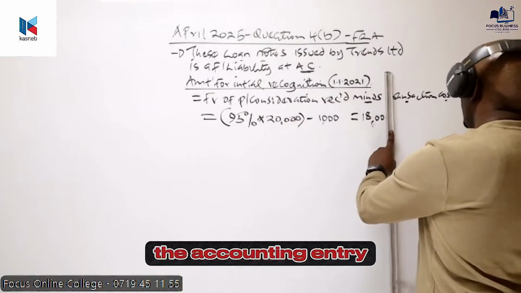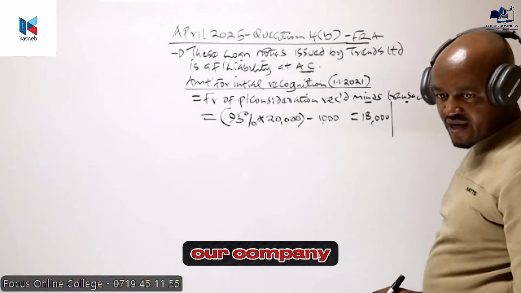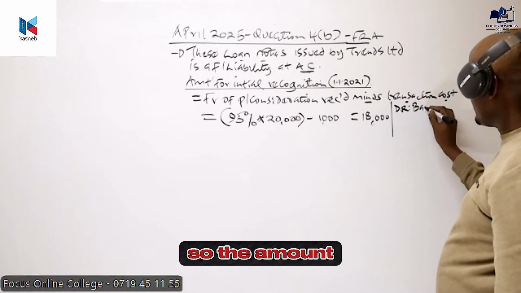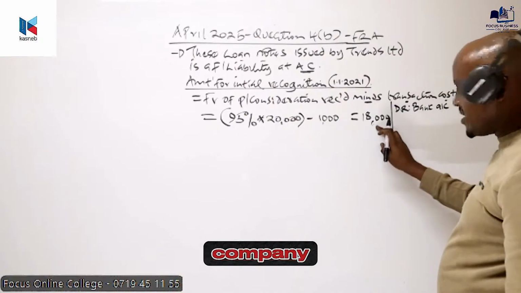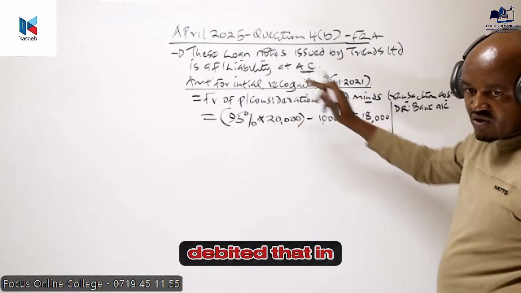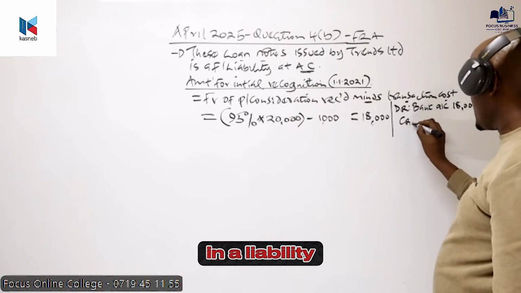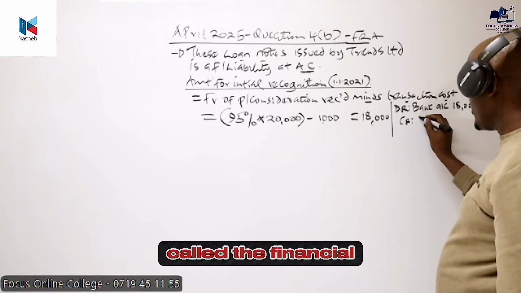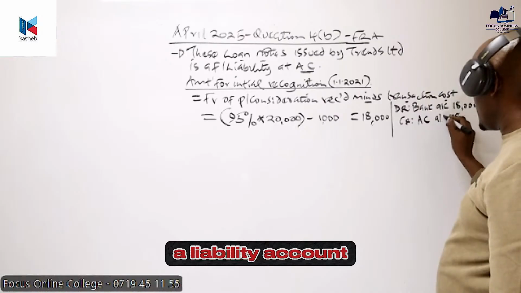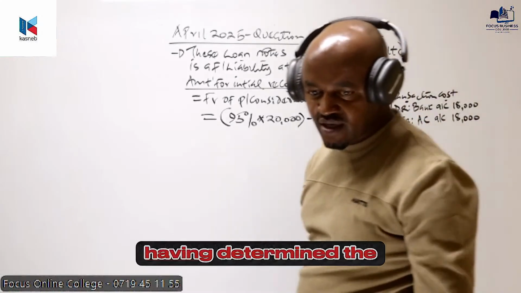In this case, equally, you may show the accounting entry. So how was this amount supposed to be accounted for by our company? Our company received the money. This is the money which was received by the company after issuing loan notes. So the company debited that in the bank, and then credited a liability account called the financial liability at amortized cost. This is basically a liability account which was credited with the amount which was received.